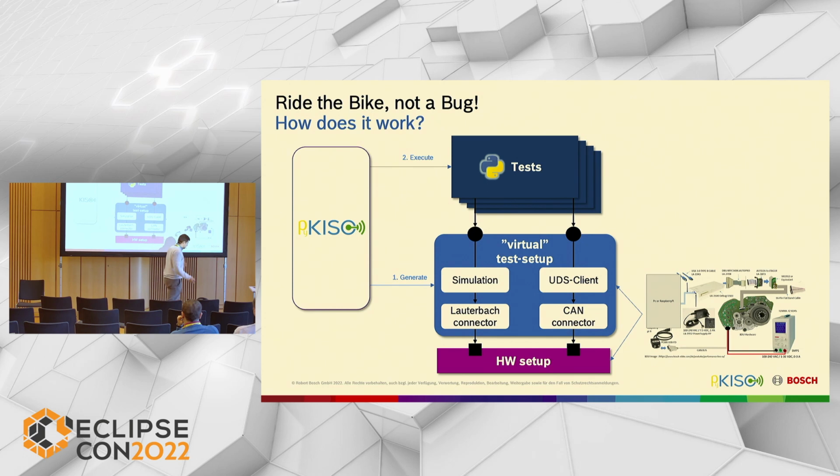So how does it work one level under PyKiso? PyKiso has 2 steps. The first one, based on some configuration, generates a virtual test setup. It's basically a representation of the developer board, and this virtual test setup provides APIs that can be used on test level. And the second step is PyKiso executes this test using this virtual test setup.